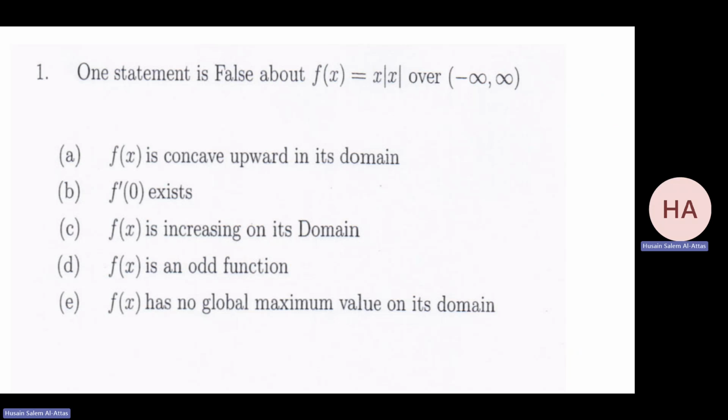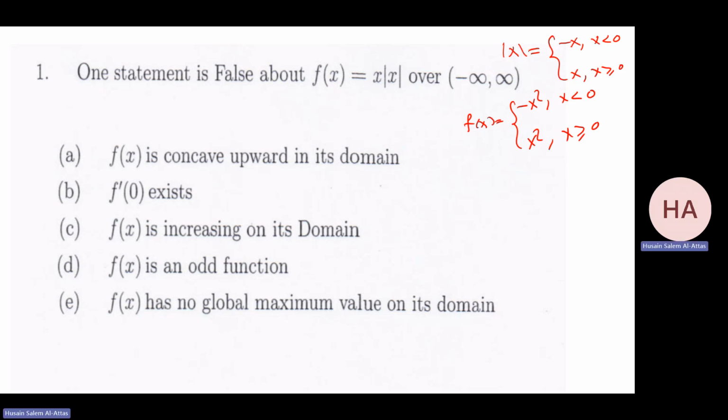This function, the same thing. One way to think about it is this function, absolute value of x, I know it's minus x if x is negative, x if x is greater than or equal to 0. So this function, f of x, will be minus x squared if x is negative, x squared if x is greater than or equal to 0.